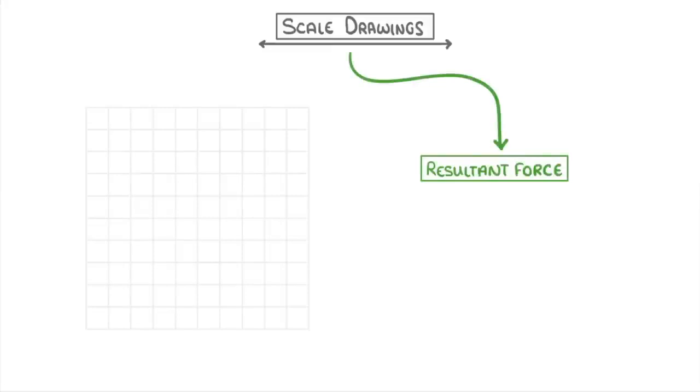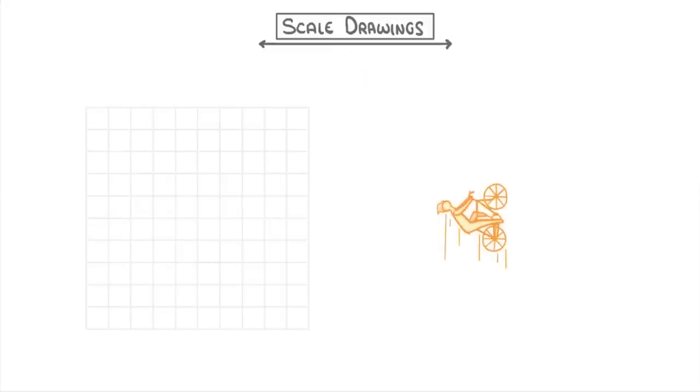In this video, we're going to look at how we can use scale drawings to find the resultant force on an object. Let's imagine that a man on his bike is pedaling to create a force of 4 newtons northwards. At the same time though, a strong breeze is blowing him eastwards with a force of 3 newtons.